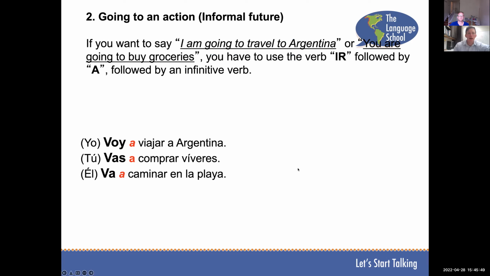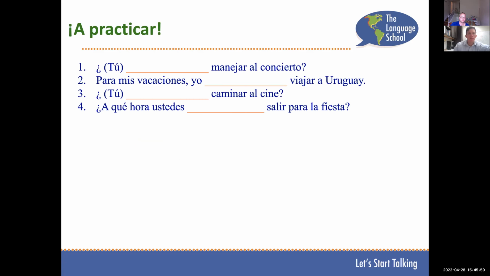Voy a viajar a Argentina. Vas a comprar víveres. Va a caminar en la playa. Muy bien. In the future tense. So vas a manejar al concierto. Muy bien. Para mis vacaciones, yo voy a viajar a Uruguay.